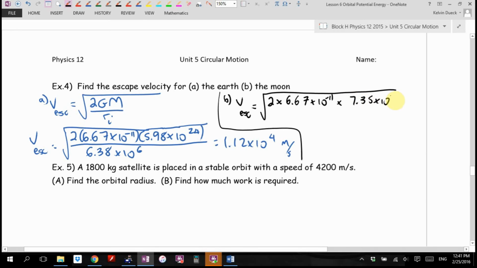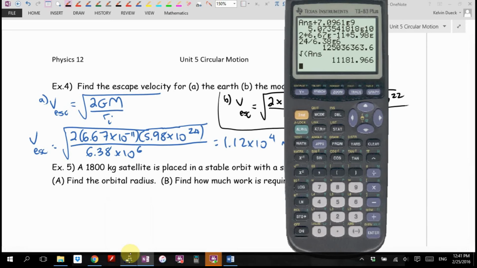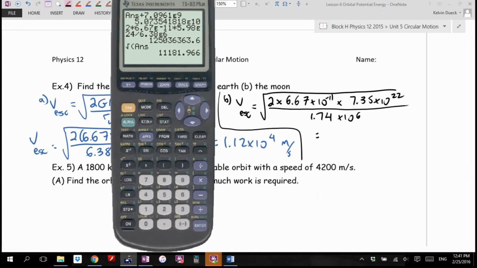7.35 times 10 to the 22 divided by, and let's leave the surface of the moon. What's the radius of the moon? 1.74 times 10 to the 6th. Second function enter brings me to this line, and I've got the 2 and the 6.67 already sitting there. I'm only going to retype the second part.